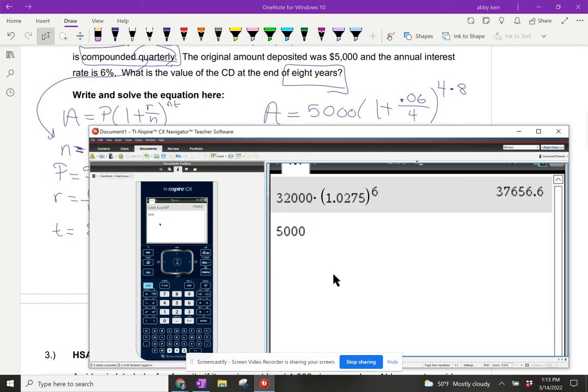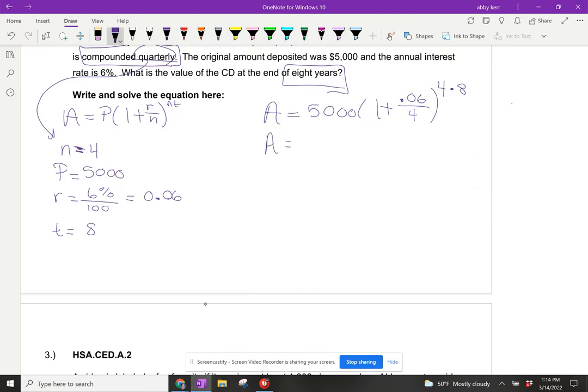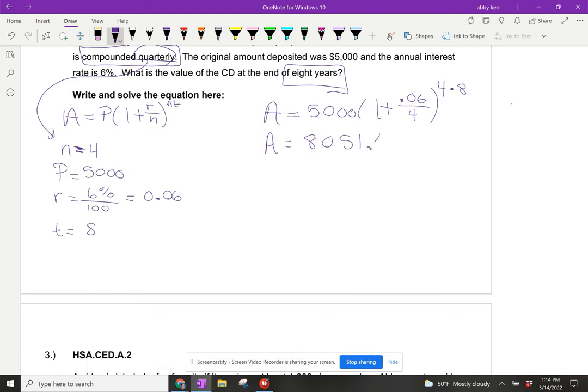So $5,000 plus the 1 plus. Be careful when you do this. You should put it into a fraction first. And then it's 4 times our 8. So after 8 years, it'll be $8,051.62.